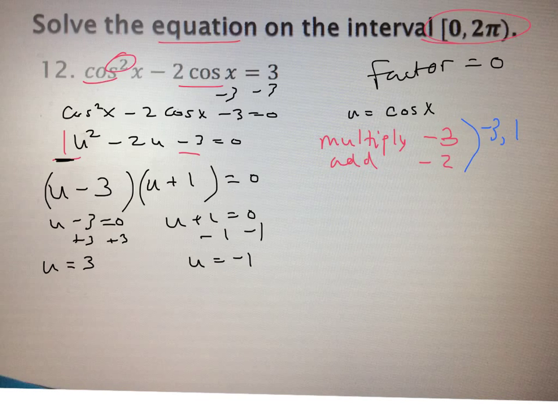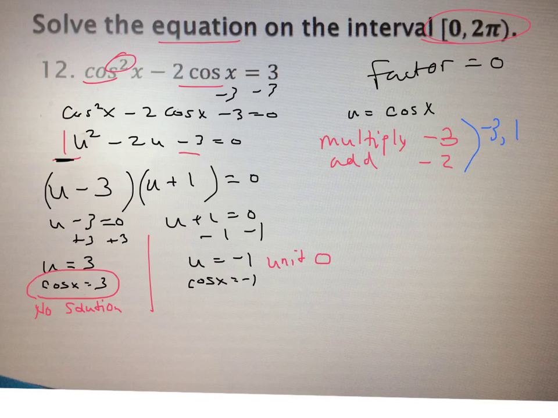Okay, but we didn't really have u, we had cosine. So cosine of x equals 3, and cosine of x equals -1. So at this point, you should be looking at your unit circle and thinking about where, when I take the cosine of an angle, do I get 3? And you might be looking for a long time, but there's actually no place, so that means there's no solution from this particular strand.